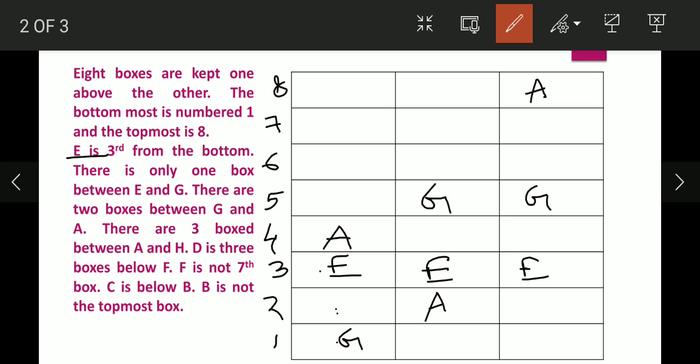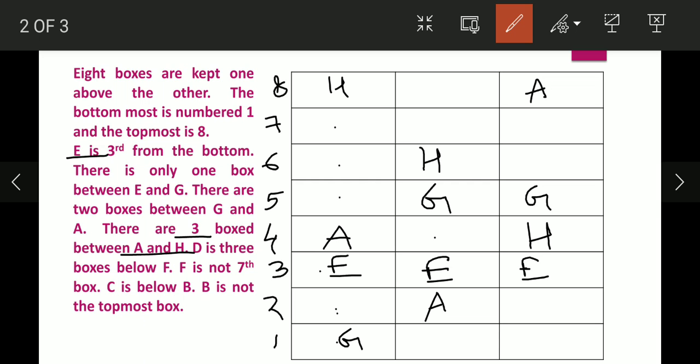Next, what is given? Next it is given that there are 3 boxes between A and H. Between A and H, 3 boxes are there. Therefore 1, 2, 3, this would be the position for H. For the second case, the position for H would be this one, and for the third case, the position for H would be this one.